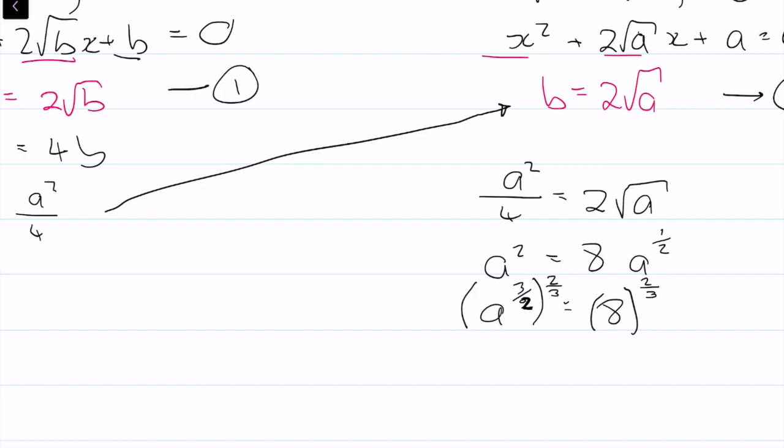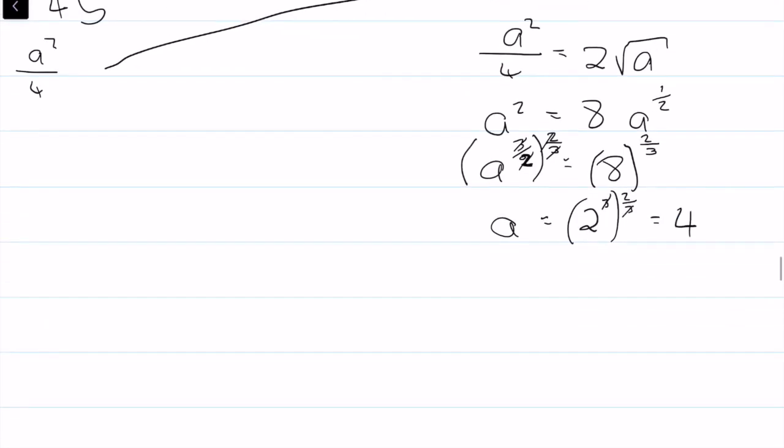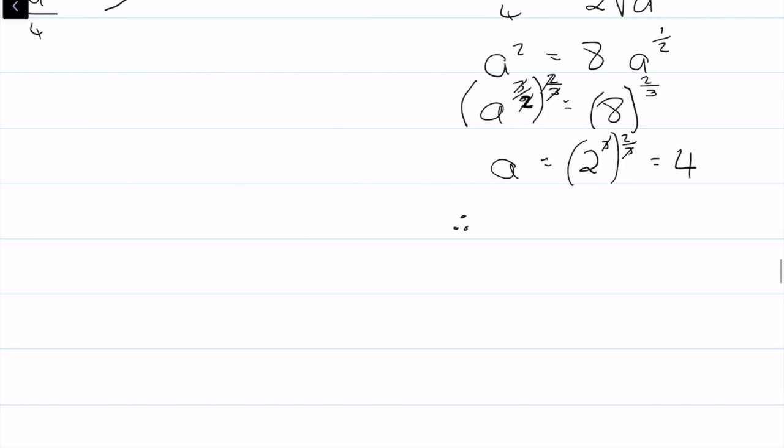Okay, so these cancel and these cancel, so I'm left with a is equal to 2 cubed to the power of 2 over 3, since 8 is 2 cubed. These cancel, so that's equal to 2 squared, which is just 4. So therefore, I know that a is equal to 4.